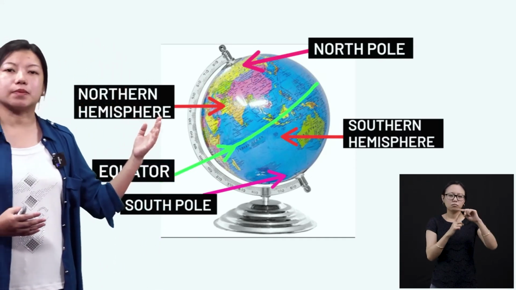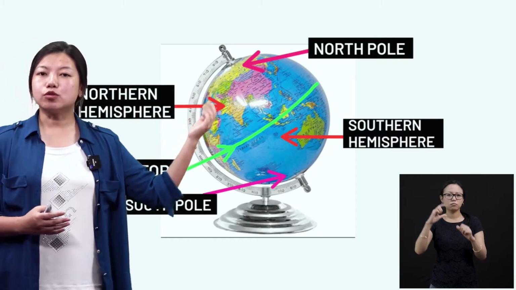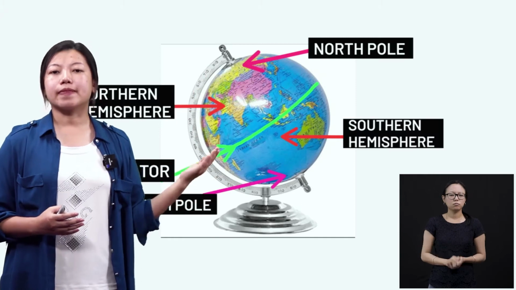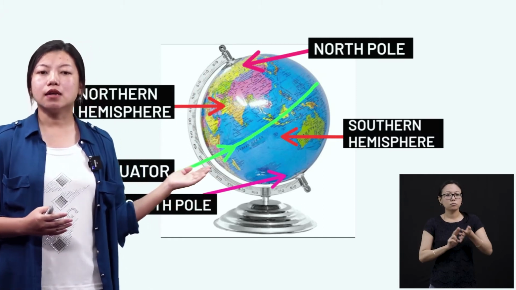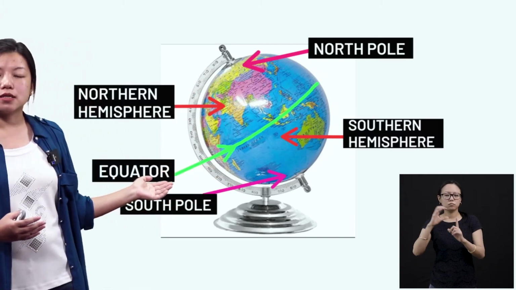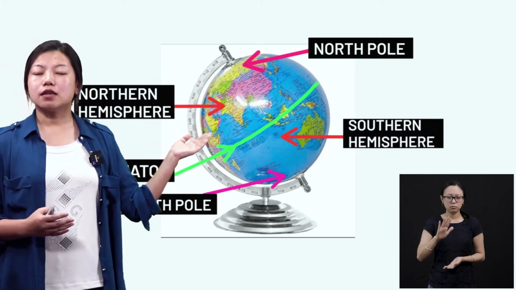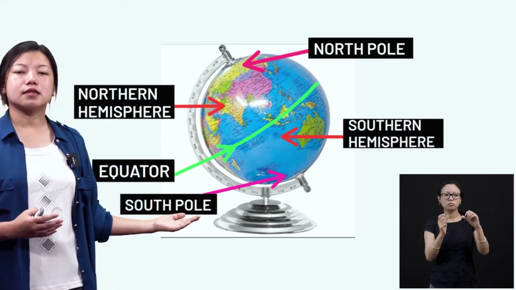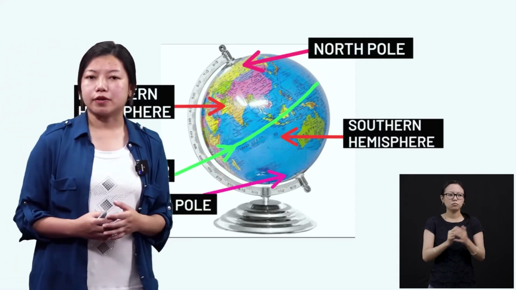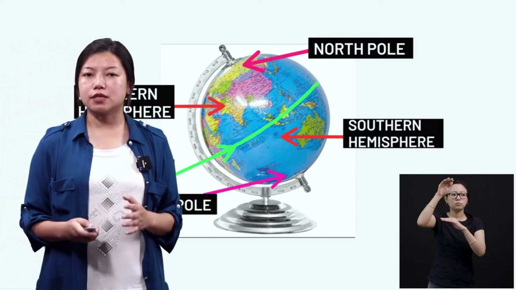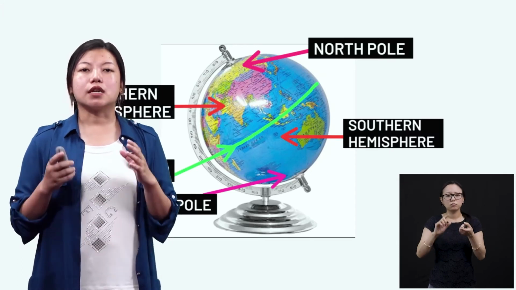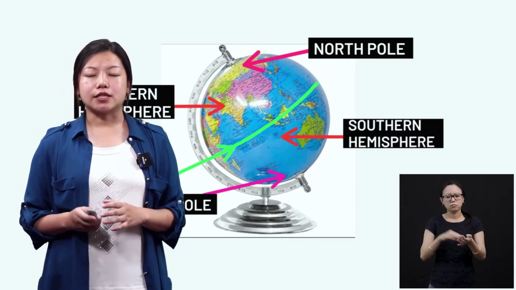So let me explain once more. We have 2 poles, North Pole and South Pole, then a line in the middle known as the equator, then the upper part, northern hemisphere, then the down part, southern hemisphere. Okay, so this is very important. You have to know these proper directions in order to understand latitudes.